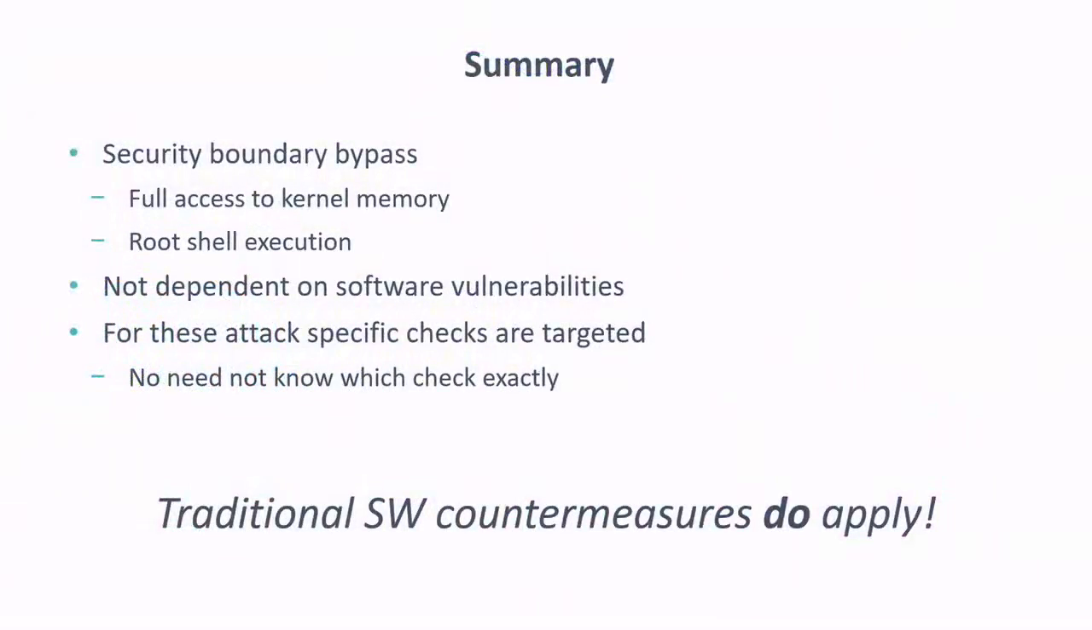So as I was saying, the traditional software countermeasures do apply. If you duplicate or triplicate the check, then you have to be much luckier in order to hit those things at the right point in time. Especially if you randomize them, it becomes even more difficult to attack. So all the considerations that Nick was making before fully apply, because we need to target one specific point in time.